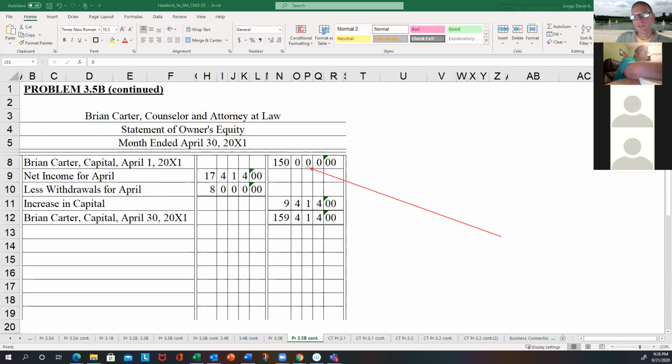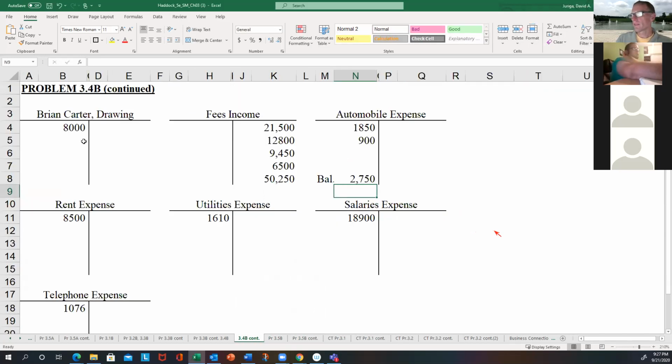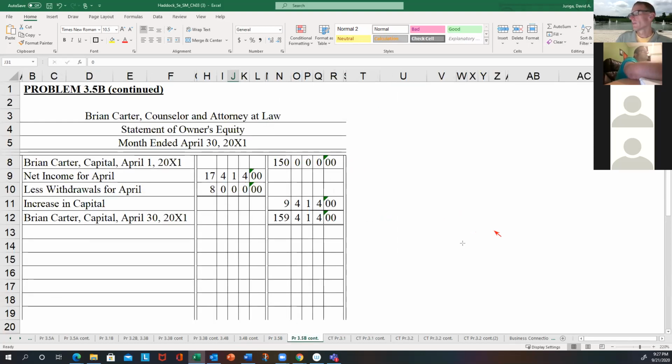This 150 was that initial investment they started with. I feel like they should have started with zero and they should have said add investment of 150. It doesn't matter. You're going to get the same answer. But for this one, since this is how they started the business, they said, okay, you start with 150,000. You add your income statement number, which is net income. And then this number is a withdrawal. That's actually a negative. And your withdrawal is just your drawing account from right there. There's that $8,000 right there. So once you do this, 150 plus 17,414 minus 8 would give you the 159,414.